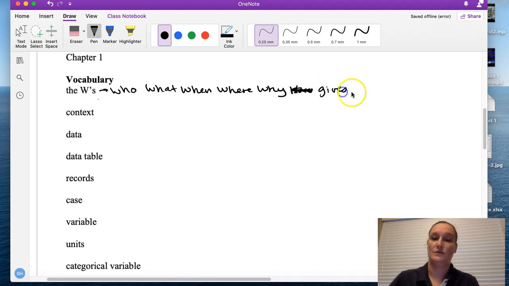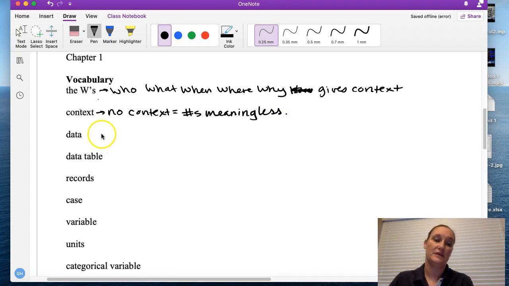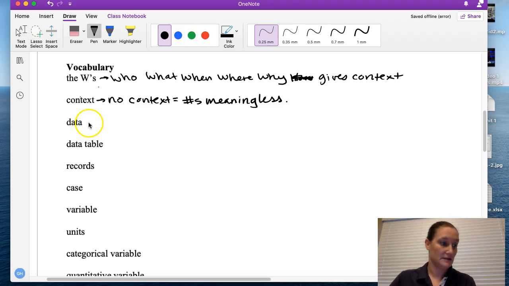All right, so chapter 1 is basically on writing the 5 W's about a problem. So it gives the context. Without context, numbers are meaningless. So that's why we want to think about the context of the problem. We want to think about the 5 W's before we even do anything else with the data, because we need the context of the problem.